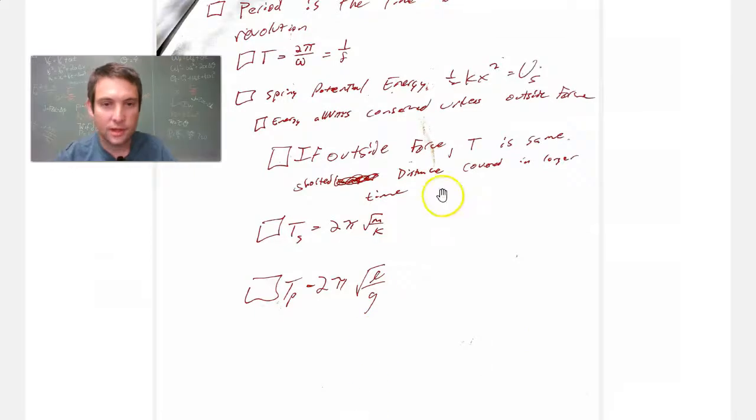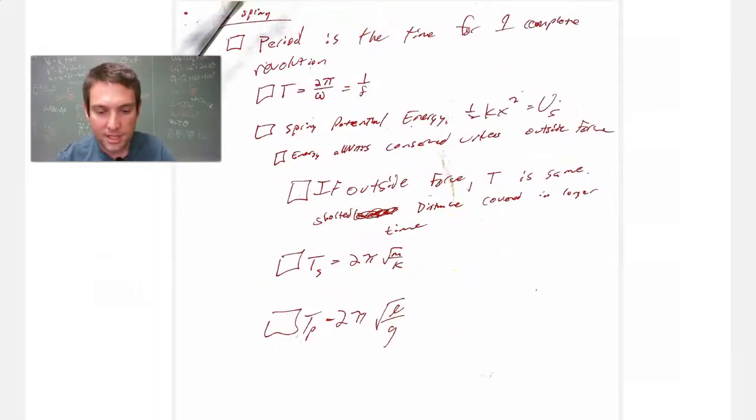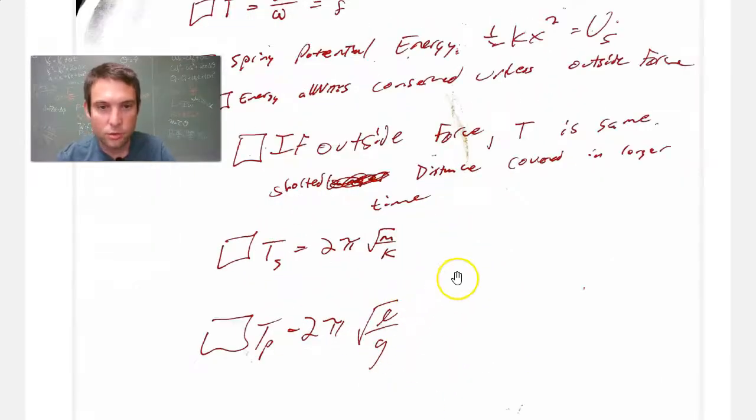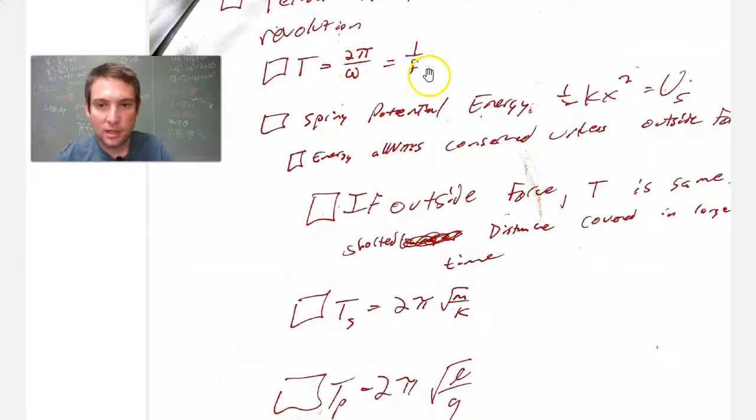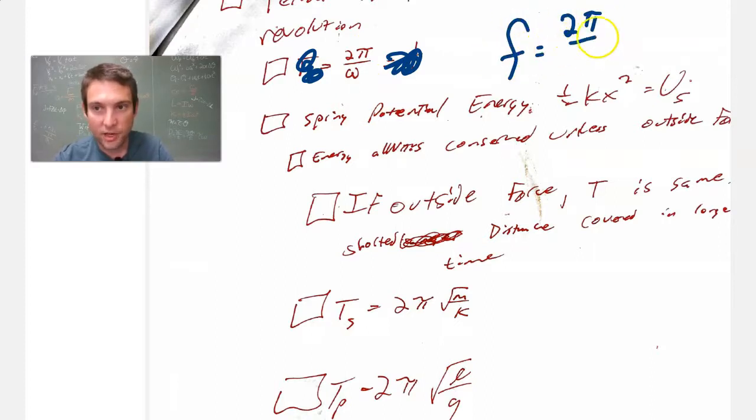Is that it? No, it is not. Period is the time it takes for one complete motion. Your angular frequency is 2 pi over the period. So if you have f, you can substitute 2 pi over omega. Your period is the inverse of your frequency, and your frequency is the inverse of its period.